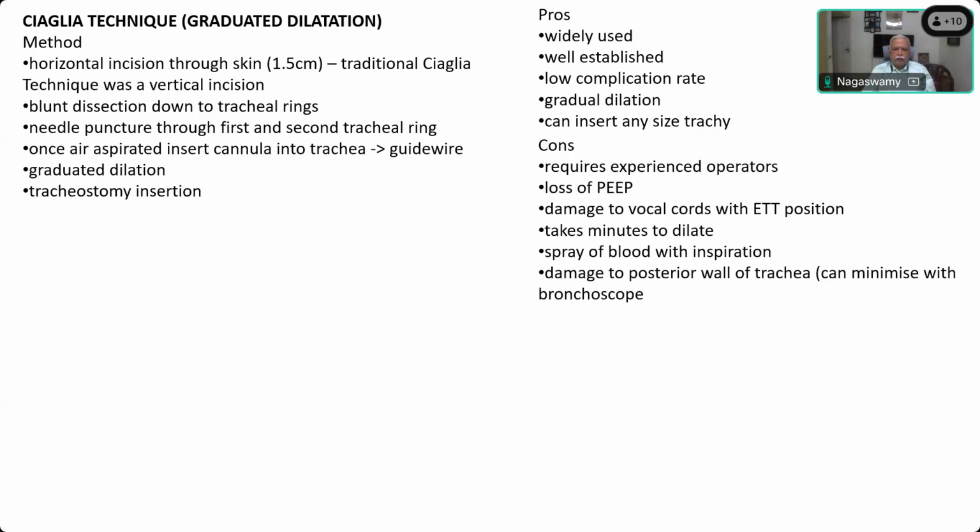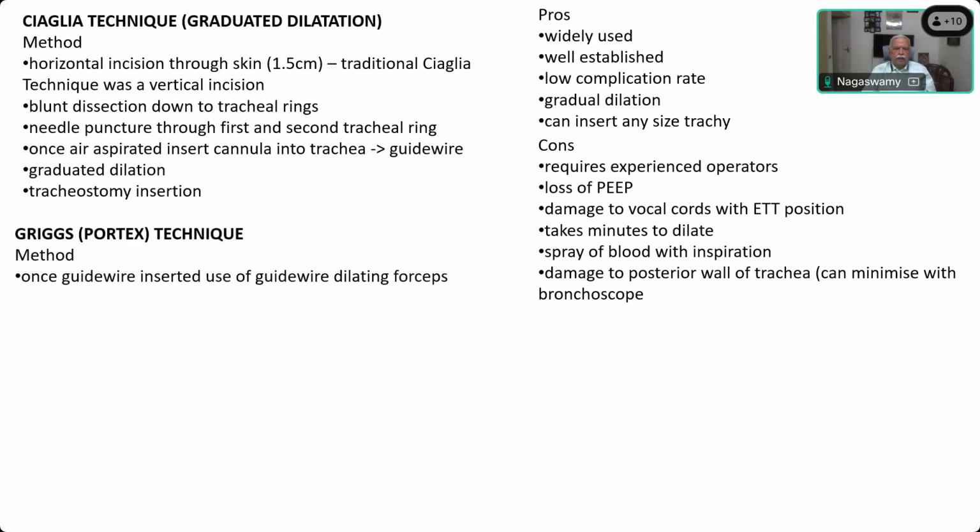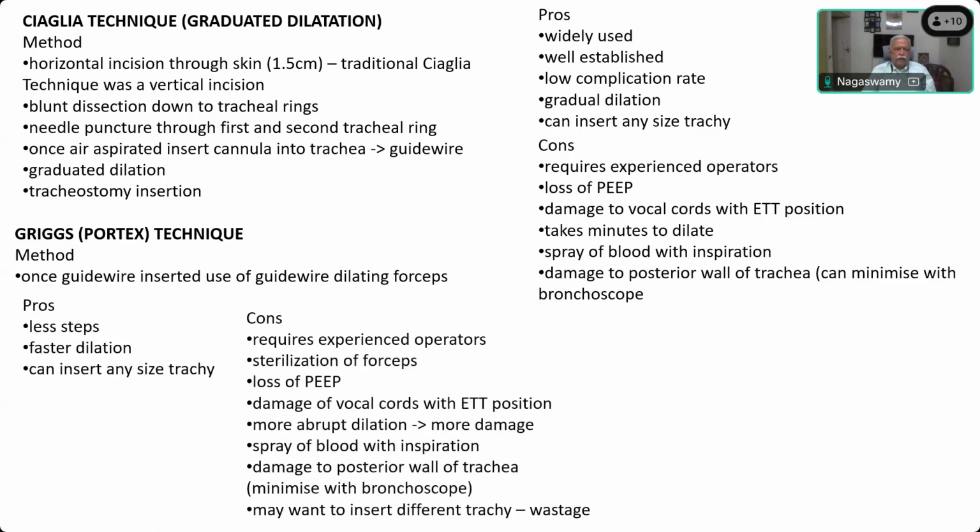Spray of blood with inspiration if you have punctured any vessel, and sometimes damage to the posterior wall if it is introduced roughly and too deeply. And the second is the Griggs technique. Once again, the guide wire is inserted with the use of guide wire dilating forceps. So instead of a needle and/or cannula, you use the forceps to introduce the guide wire. Here the advantage is fewer steps, faster dilatation, and again it requires experience and sterilization of forceps.